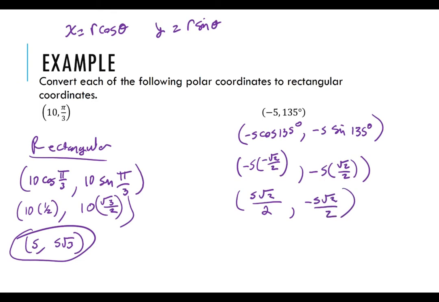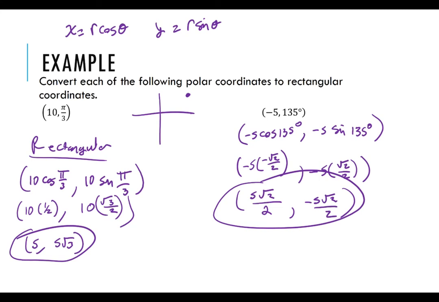Now, one thing that I am skipping over here, but we could definitely do it, is to plot the polar coordinates. And you could double check yourself. So 10, pi thirds, go out to 10. Rotate a distance of pi thirds. 10, pi thirds should be about right here. Well, 5, root 3, they're both positive.